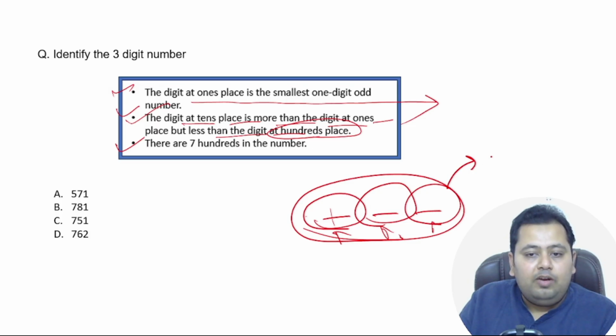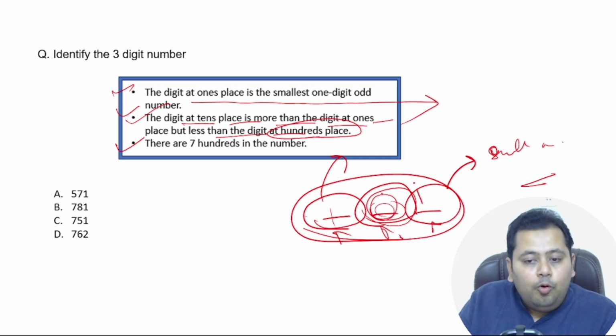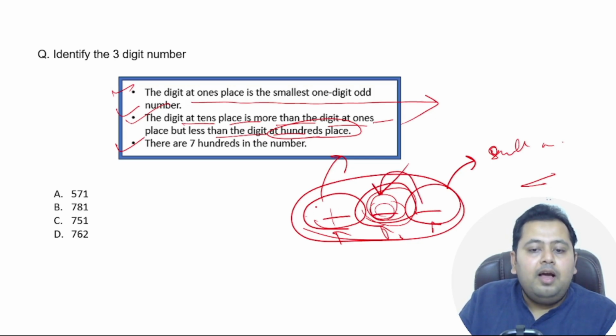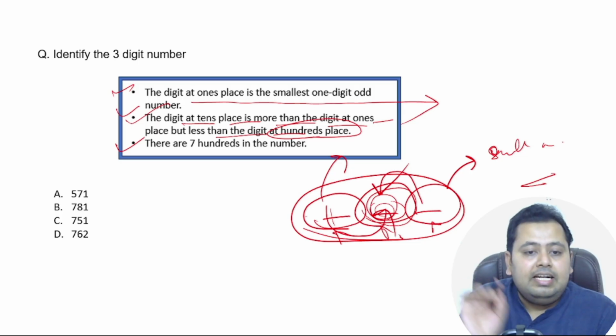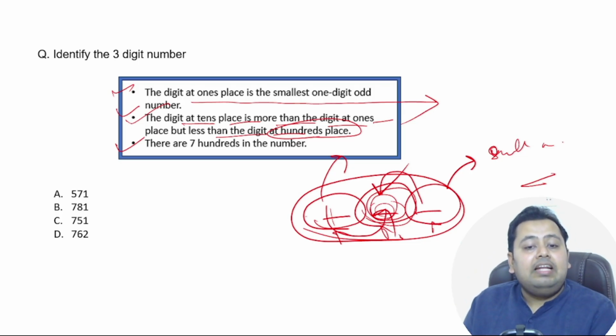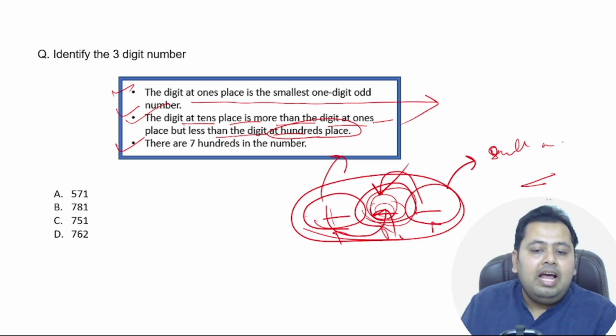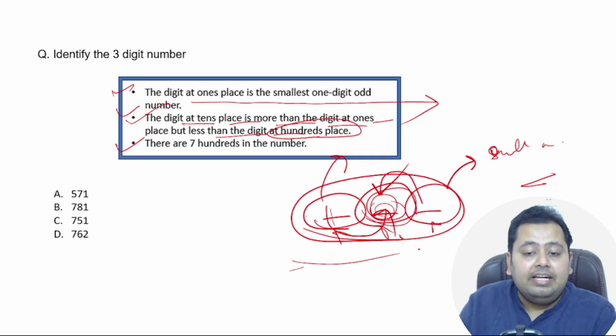This is nothing but the smallest 1-digit odd number. This is something we'll have to find out. But the number at the tens place is more than the number at the one's place but less than the number at the hundreds place. So what that number is, we'll find out. The third sentence says there are 7 hundreds in the number. So the number here has 7 hundreds.